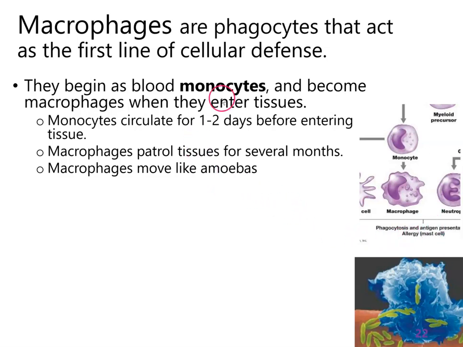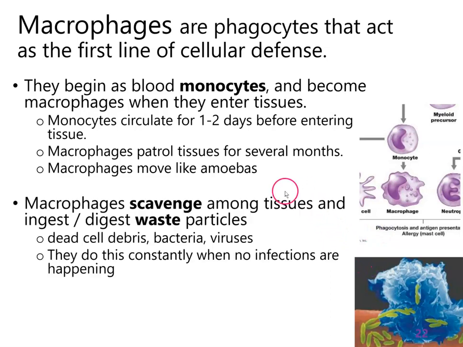They start their lives as monocytes in the blood. Monocytes are able to defend the blood a little bit, but part of what they do is just circulate so that they can take up residency in a tissue that needs them. And once they get into a tissue, after a day or two, they turn into macrophages and they stay there for months.